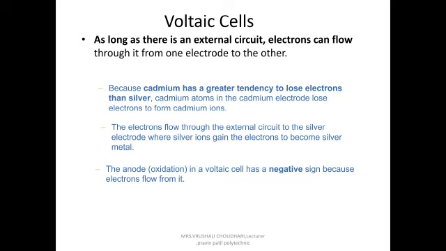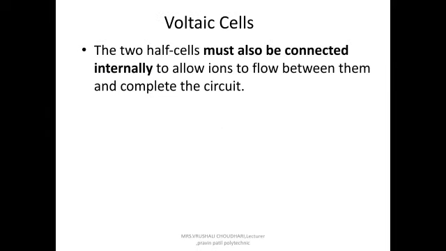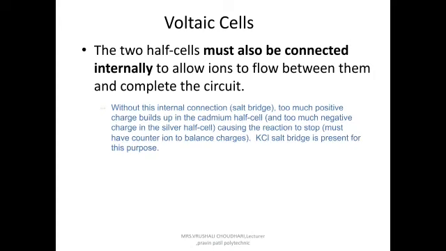The anode, where oxidation occurs in a voltaic cell, has a negative sign because electrons flow from it. The cathode has a positive sign. The two half cells must be connected internally, allowing ions to flow through and complete the circuit. That is achieved by using a salt bridge. What is a salt bridge? It is a glass tube containing a salt, which connects the two half cells.